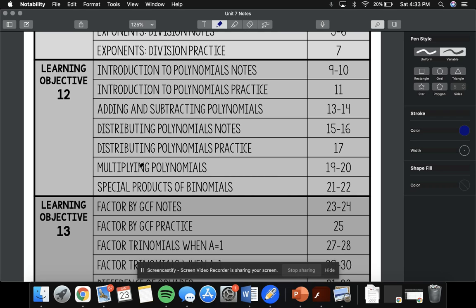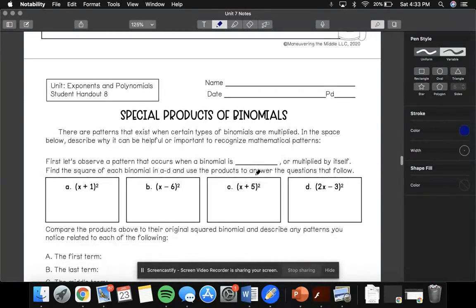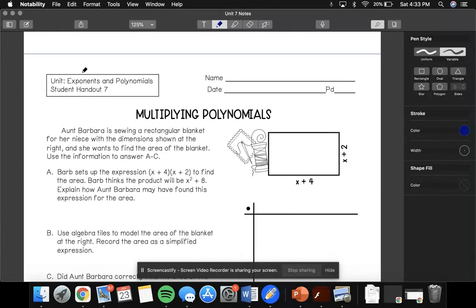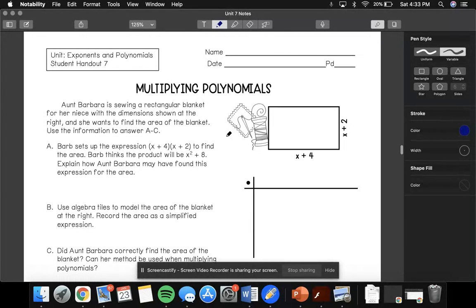Okay, today we are going to actually be multiplying polynomials together. So we are on pages 19 and 20 in our notes. Okay, so we are looking for a handout that says multiplying polynomials.